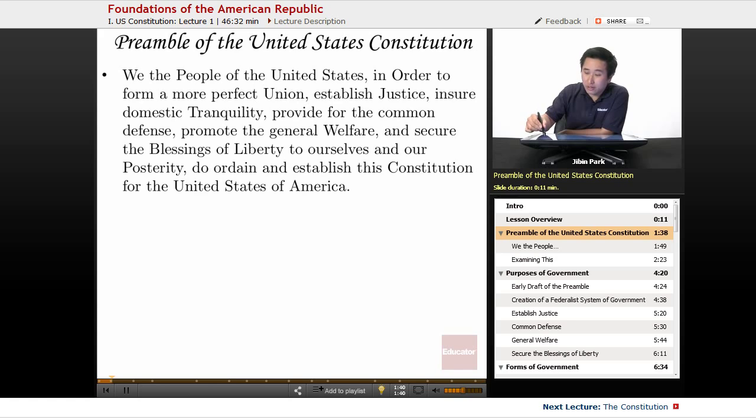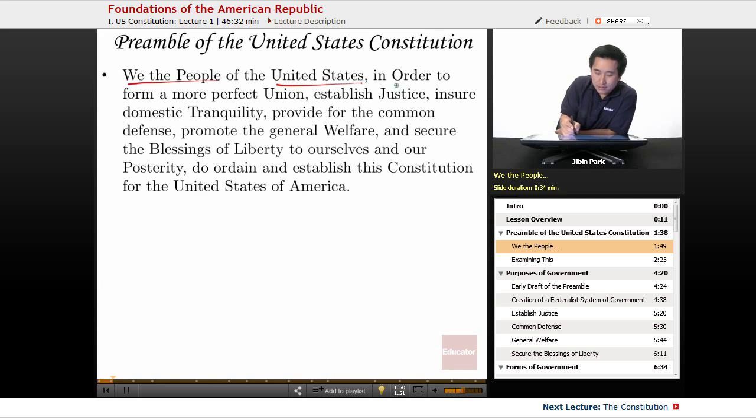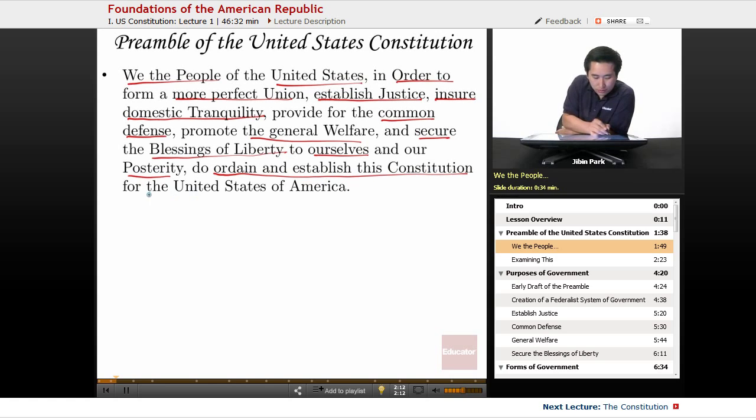So let's look at the preamble to give you an idea of what the Constitution was really about. Let's dissect this together. We, the people of the United States, in order to form a more perfect union, establish justice, ensure domestic tranquility, provide for the common defense, promote the general welfare, and secure the blessings of liberty to ourselves and our posterity, do ordain and establish this Constitution for the United States.